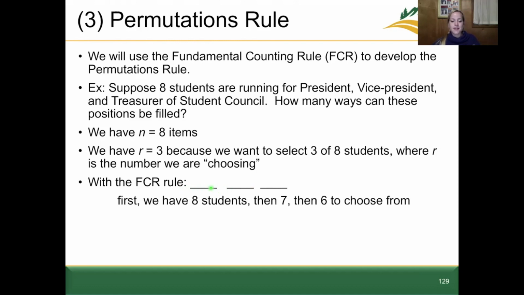Well, here for this first possibility, we have 8 students to select from. For the second possibility, we're only going to have 7 students left. For the third possibility, then only 6 students remain. So here, using FCR, or the multiplication counting rule, we have 8 times 7 times 6, so 336 different possibilities to have these 8 different students fill these 3 different positions.